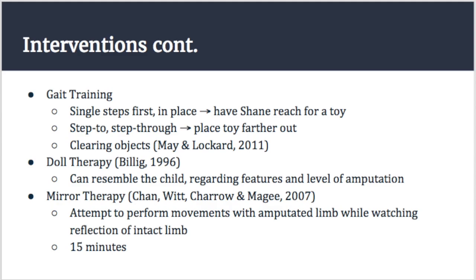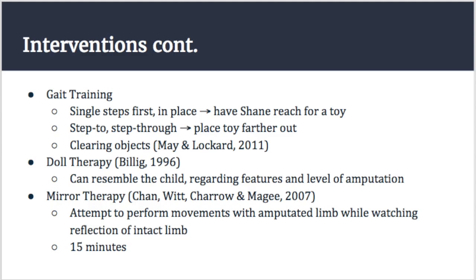Shane will then progress to clearing objects, which includes facing an obstacle, which could be a step or a small cone, and placing the sound foot or unaffected limb over the obstacle and transferring body weight from the prosthetic to the sound leg, and then moving the prosthetic over the obstacle. You can also do this sideways, sidestepping over the object as well.